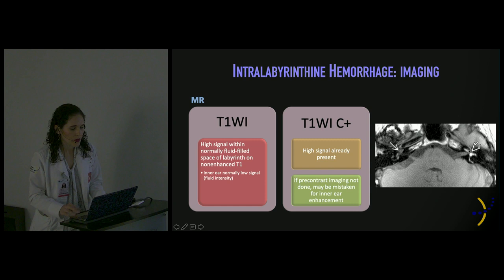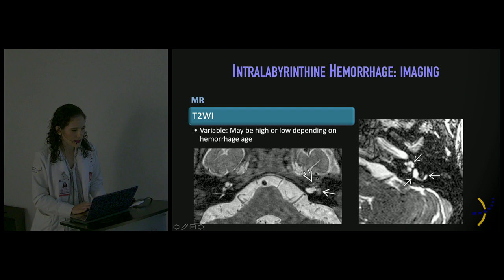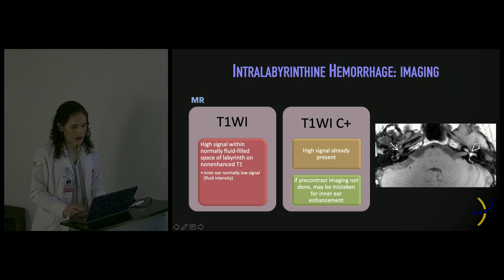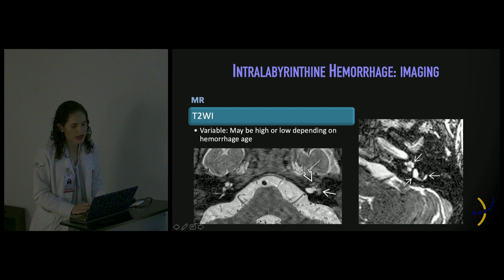In the T2, this case is the same as this case. So in the T2, the signal is variable. We can see a hypointense signal or a hyperintense one. Look at the hyperintense signal in the inner ear in this case.